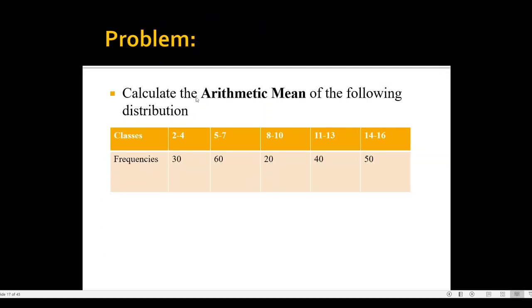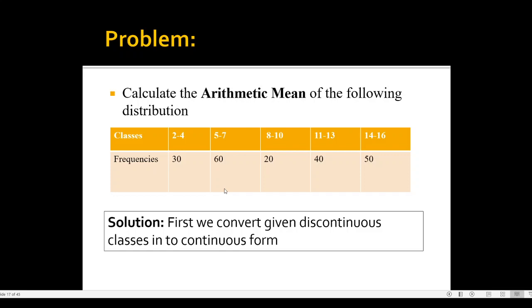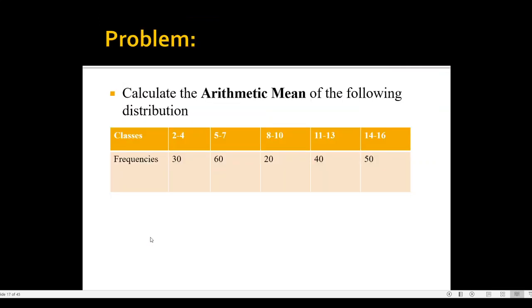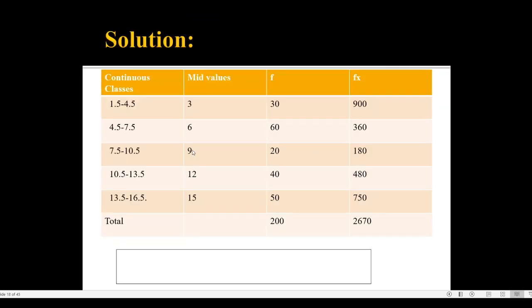Then take one problem. Calculate the arithmetic mean of the following distribution. Suppose these classes are given and corresponding frequencies are 30, 60, 20, 40 and 50. These are our frequencies. Then first we have to convert these discontinuous classes into continuous form. Here in the previous slide I have already converted these discontinuous classes into continuous form. You follow the same procedure. Its continuous form is 1.5 to 4.5, 4.5 to 7.5, etc.